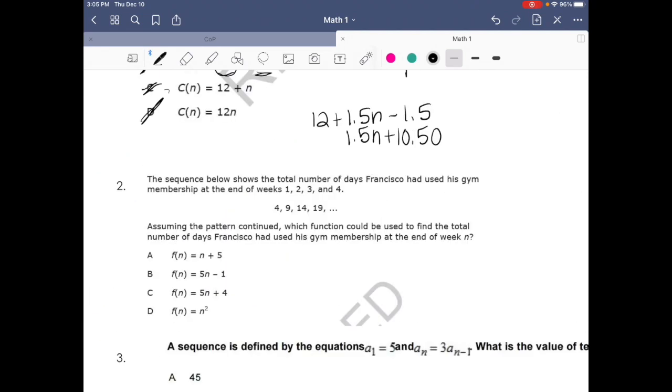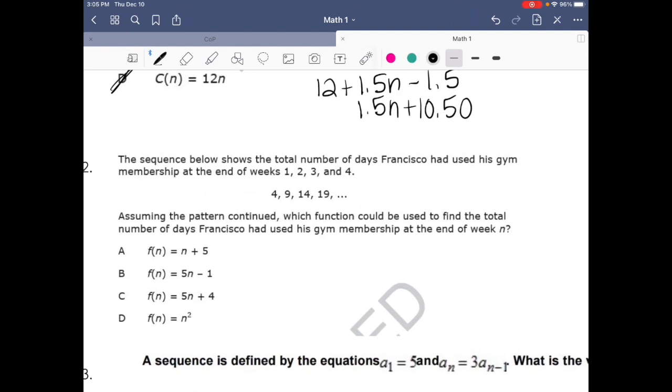All right, number 2. I have this sequence. So the sequence below shows the total number of days Francisco had used his gym membership at the end of weeks 1, 2, 3, and 4. So assuming the pattern continues, which function would be used to find the total?